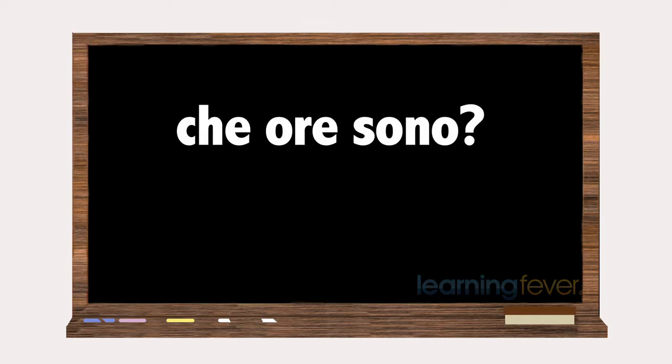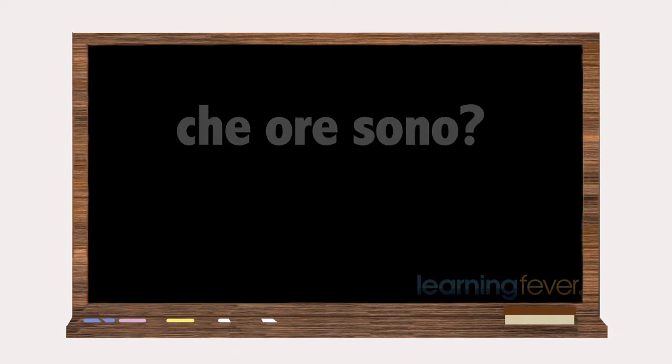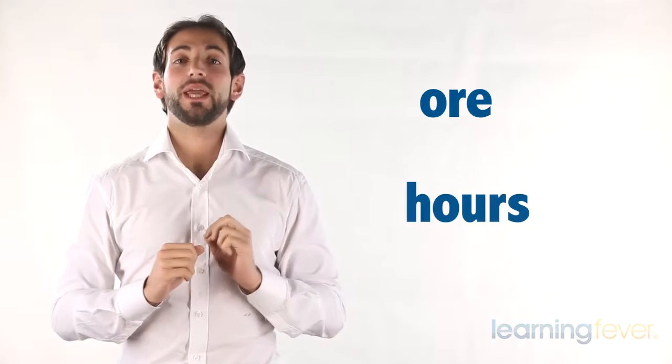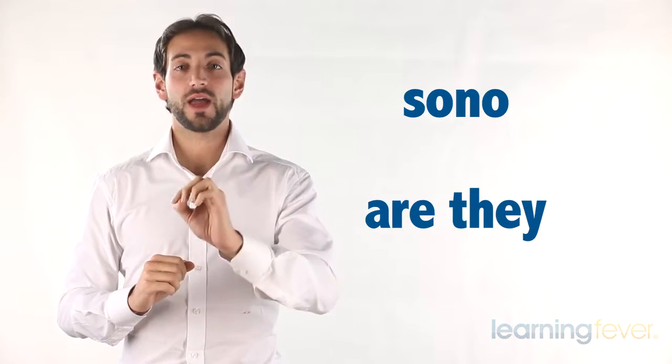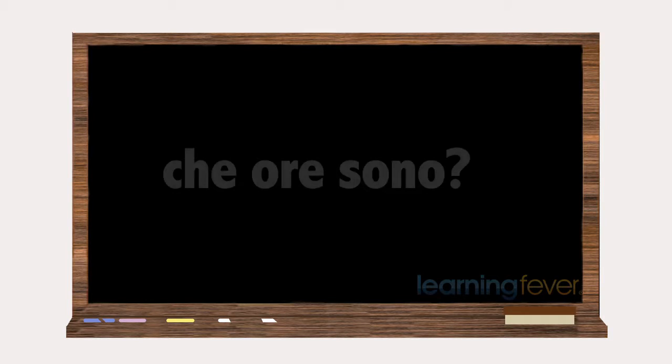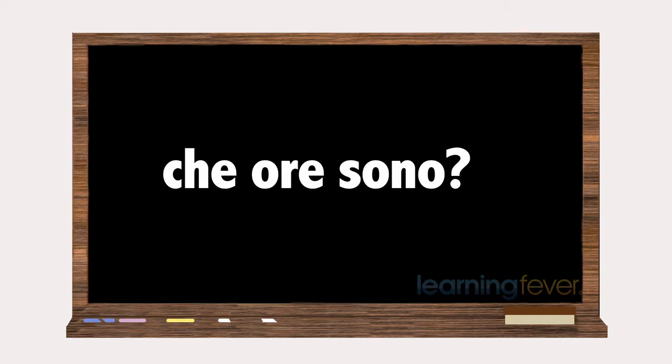You can also use the plural form. Che ore sono? Which literally means what hours are they? Che means what. Ore means hours. Sono means are they. I will say it slowly now. Please repeat after me. Che ore sono?